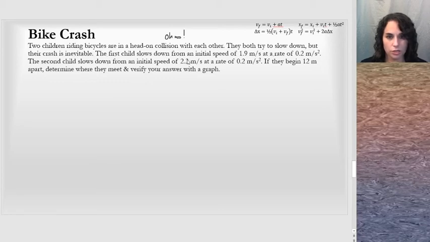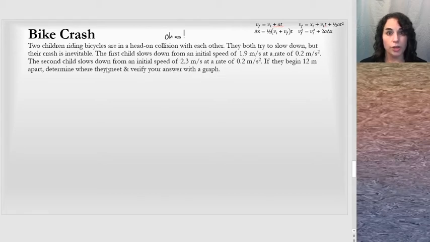The first child slows down from initial speed of 1.9 meters per second at a rate of 0.2 meters per second squared. The second child slows down from the initial speed of 2.3 meters per second at a rate of 0.2 meters per second squared. Okay, so they're decelerating at the same rate, but they have two different initial speeds. If they begin 12 meters apart, determine where they meet and verify your answer with a graph. Okay, interesting.